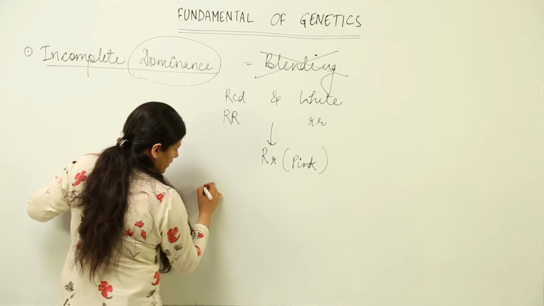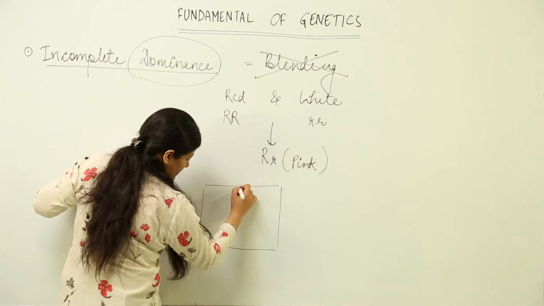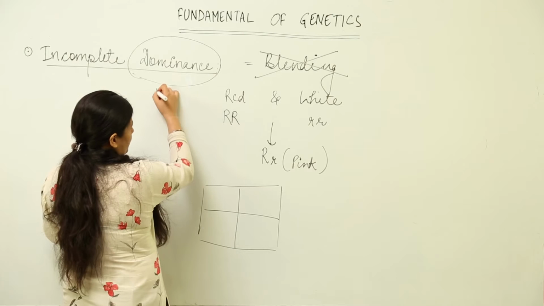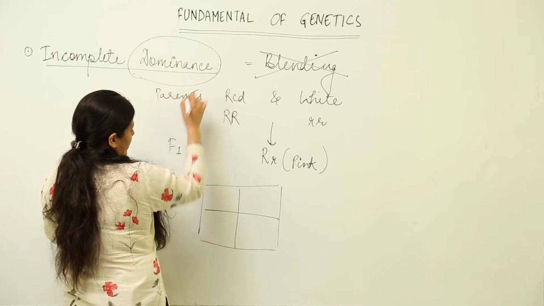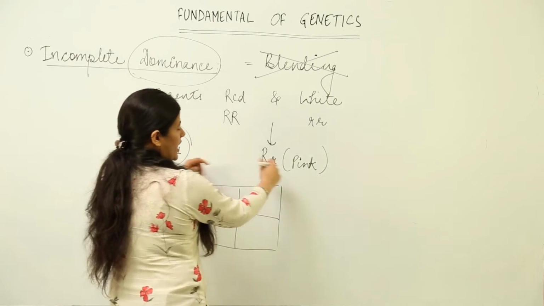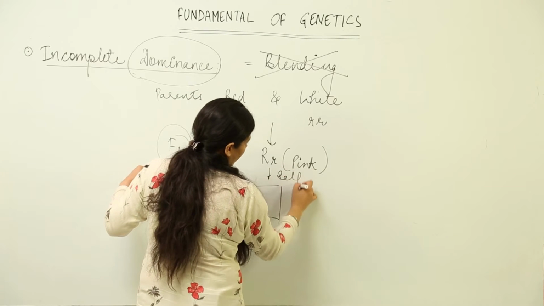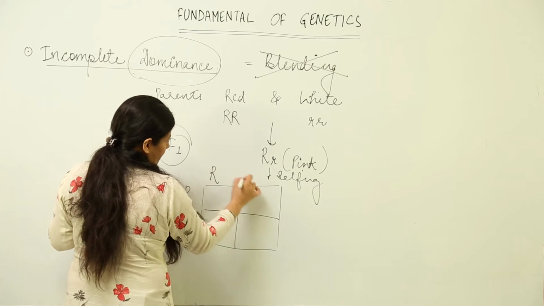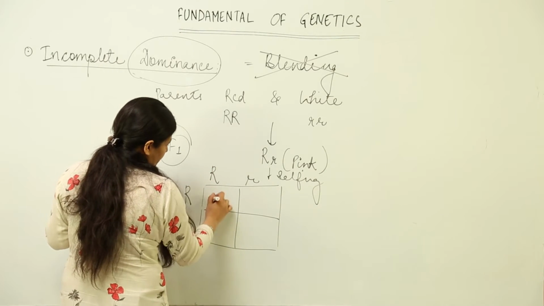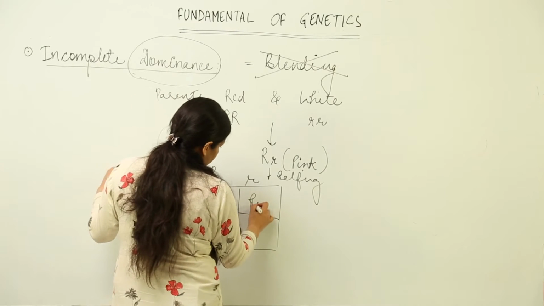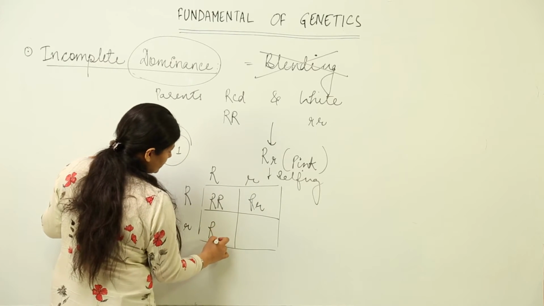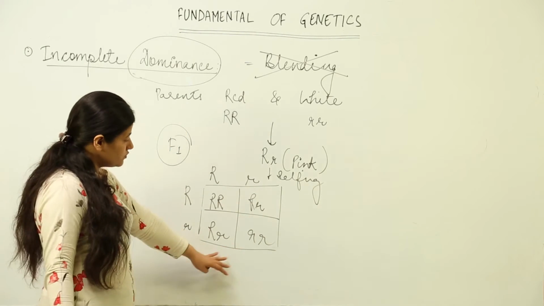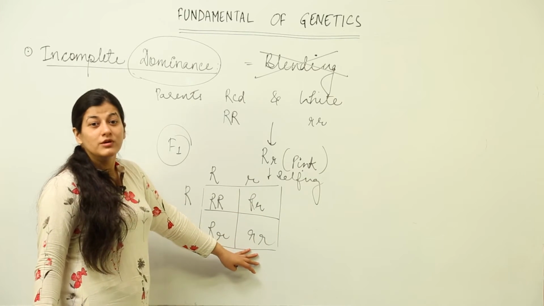When this pink flower is self-bred, that means this is F1, these are parents, this is the genotype of parents, this is the genotype of F1, or F1 on selfing would give rise to these probable genotypes. And as you know, this is a similar cross that we have in tall plant and dwarf plant. It is almost similar.